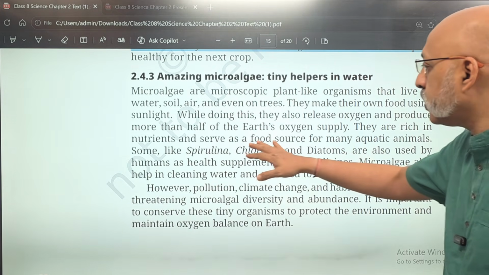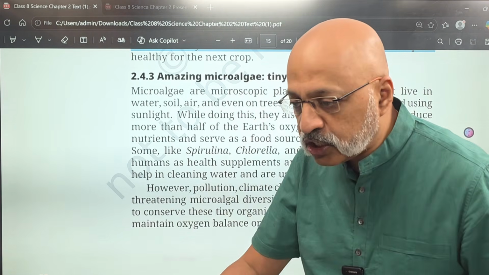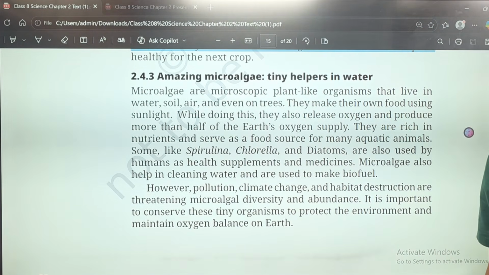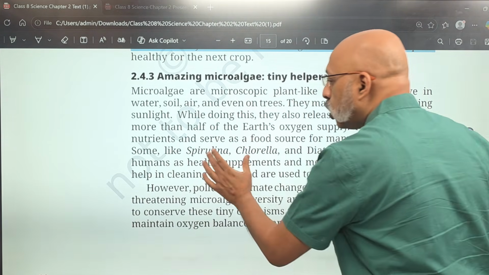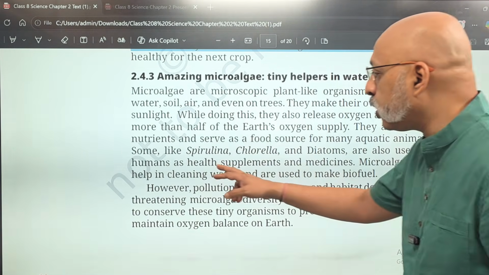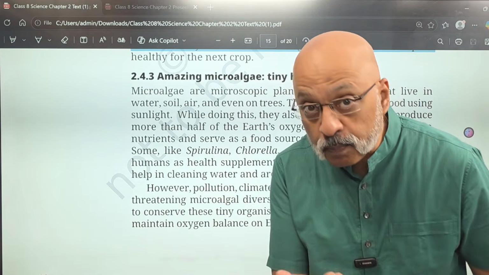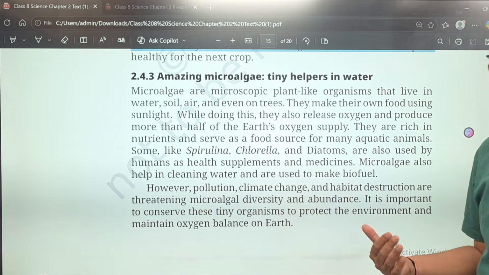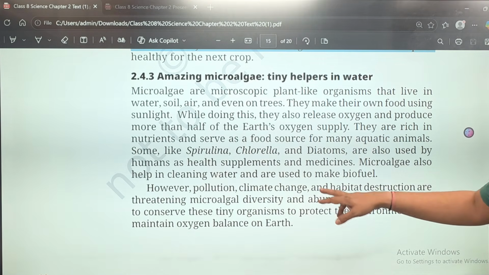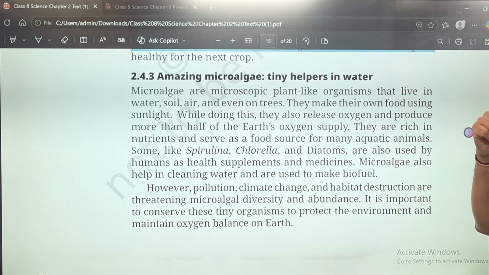They are rich in nutrients and serve as a food source for many aquatic animals. So many aquatic animals, it could be fish, different kinds of whales and sharks, etc., also feed on this microalgae. Now, you may have heard about something called spirulina. Spirulina or chlorella or diatoms are also used by humans as health supplements, if you want to improve your health. This one in particular is very popular, spirulina, which many human beings take as health supplements and medicines. Microalgae also help in cleaning water and are used to make biofuel. However, pollution, climate change and habitat destruction are threatening microalgae diversity and abundance.